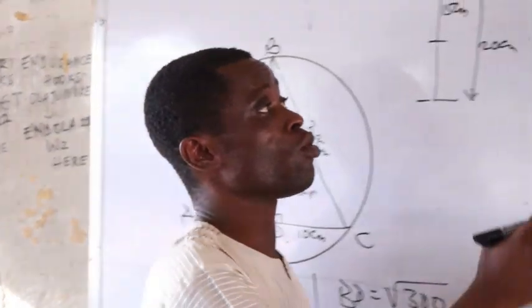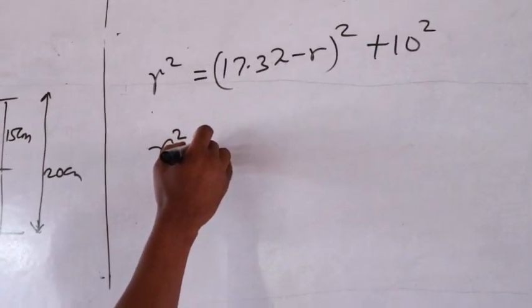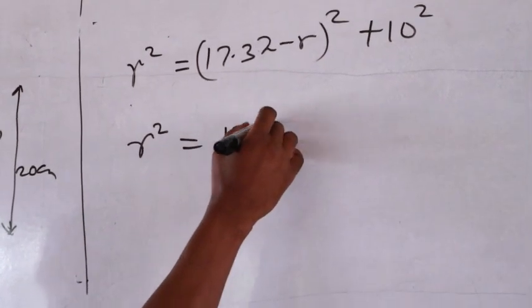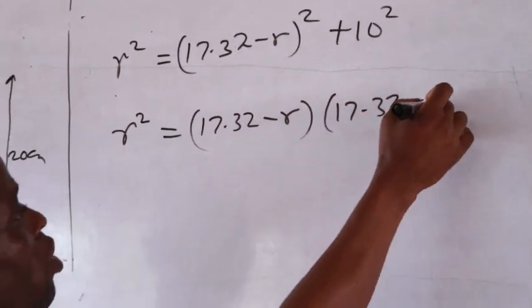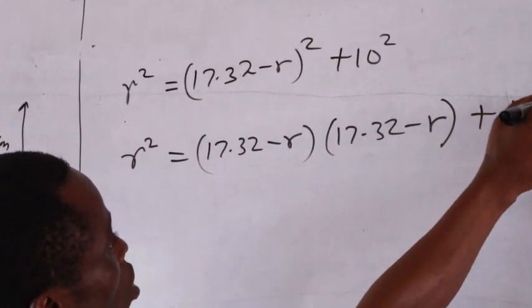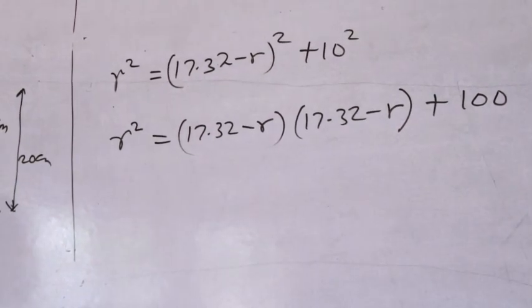So, the best way to expand this is to take it as r squared equals 17.32 minus r, 17.32 minus r, plus 100. This is how to expand it. I will repeat the bracket. It is not difference of two squares.